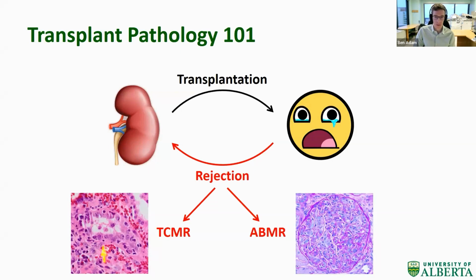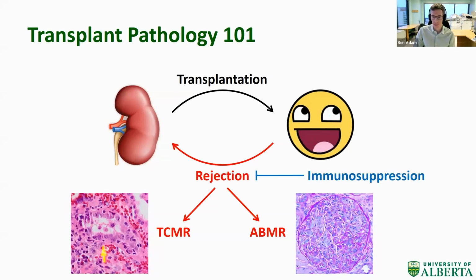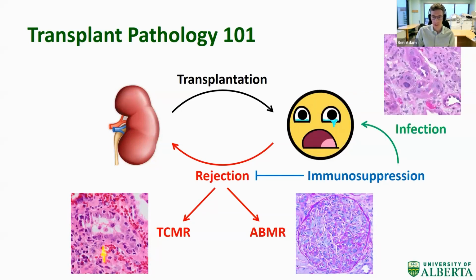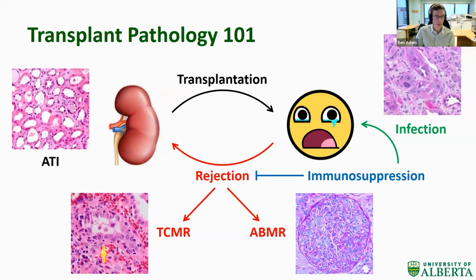Fortunately, however, we now have several immunosuppressive medications to at least partially prevent and treat transplant rejection. However, these obviously come with their own associated potential side effects, including increased risk of infection, such as this example of BK virus nephropathy. And transplant patients can obviously have many other reasons for poor transplant function, including ischemic insults, represented here as acute tubular injury.